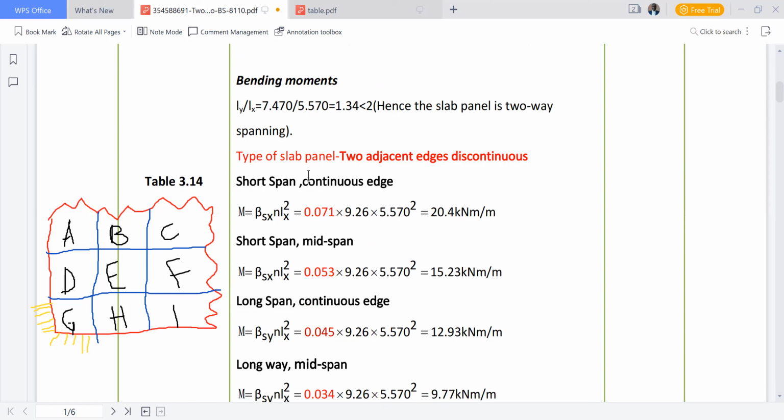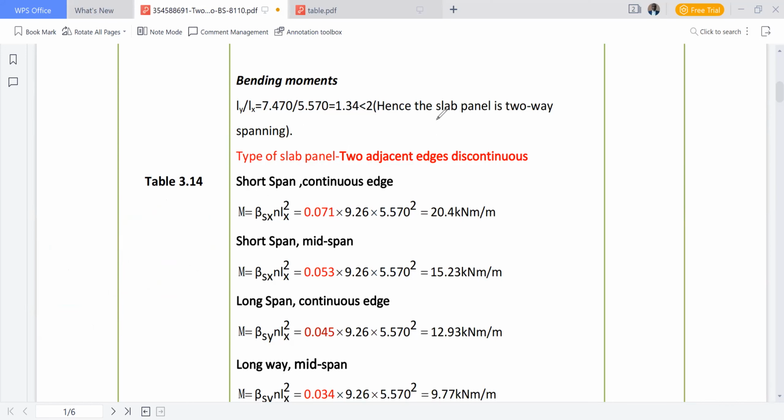Now, bending moment, we said our slab is two-way, but we have to prove it by calculating the ratio of the longer span divided by the shorter span, which is 7470 millimeter divided by 5570 millimeter, you get 1.34. So we can say slab is two-way spanning because the ratio is below 2. Now we go to table 3.14, so that we can get the moment coefficient.